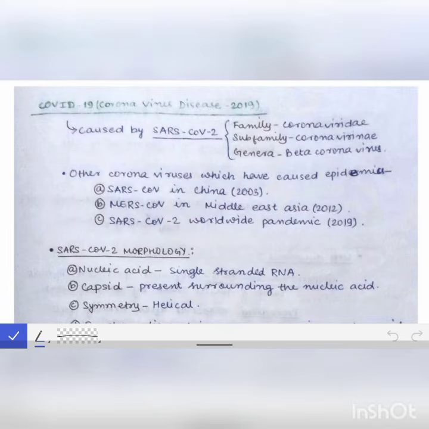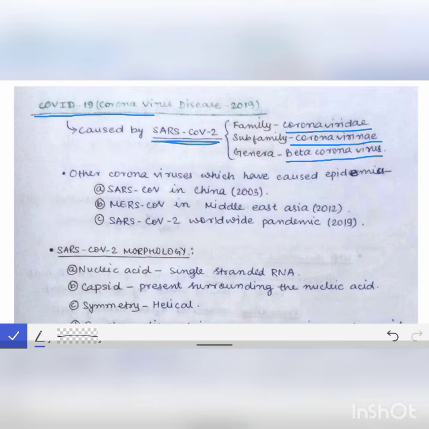So this COVID-19 disease is caused by the SARS-CoV-2 virus. SARS-CoV-2 means severe acute respiratory syndrome coronavirus 2, which belongs to the family Coronaviridae, and the subfamily is Coronavirinae, and there are several genera, alpha, beta, and so on. Of which this SARS-CoV-2 belongs to the beta coronavirus genus.